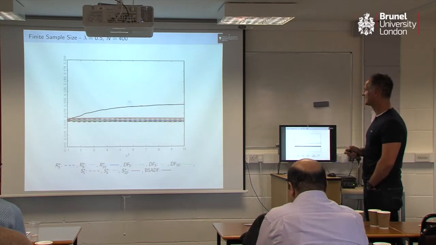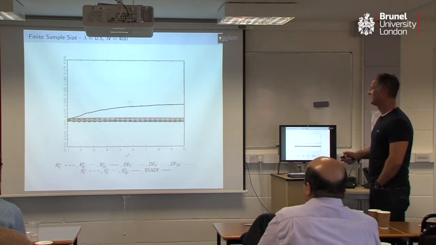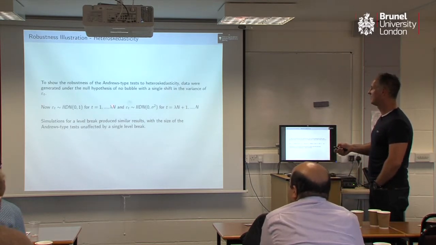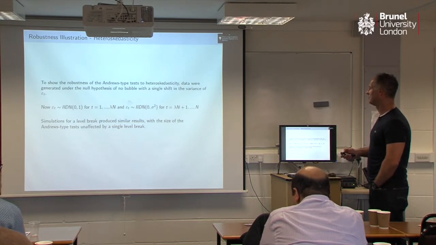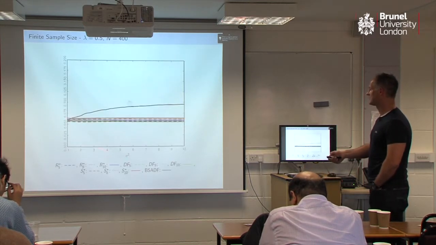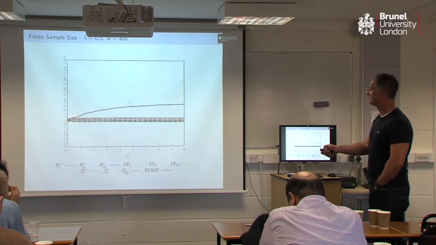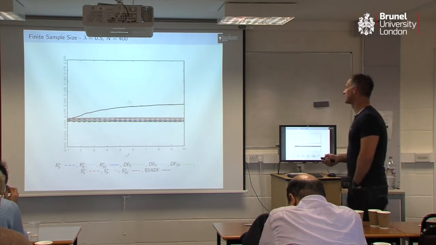Now let's look at heteroscedasticity. We're just putting a variance break in, lambda, through the sample from 1 to sigma squared. Sigma squared is on the axis here. This black line is the Phillips type test, and all the other lines are the ones we've been talking about. So you can kind of see what's happening there.